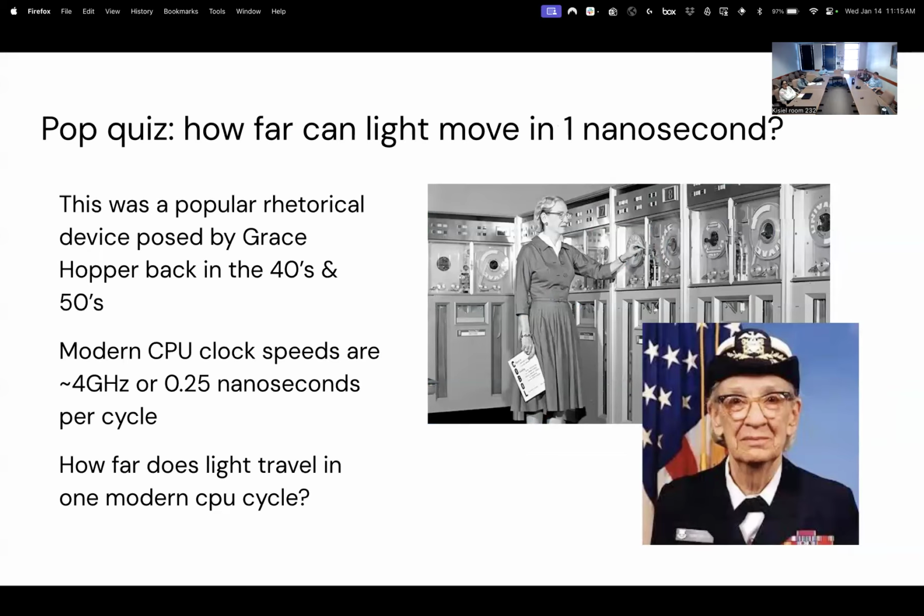So, gonna do a total pivot here. We're gonna start talking about computers. My pop quiz is, how far do you think light moves in 1 nanosecond? I used to know this. I had to look it up, it's about this far, I remember. Does anyone else have any other distance guesses? A lot more or a lot less? Let's poll the audience here. It's 3 times 10 to the 8 meters per second.